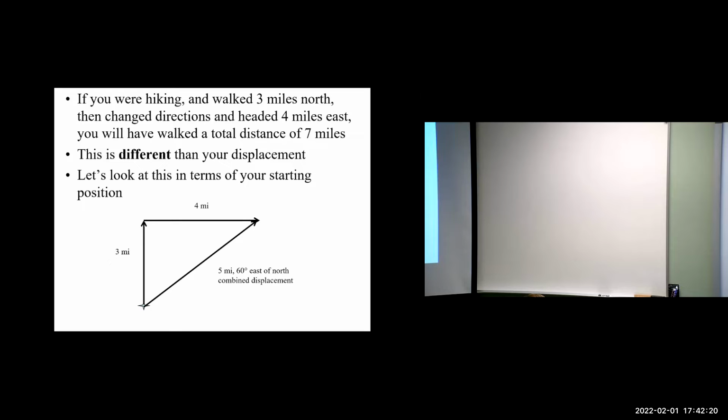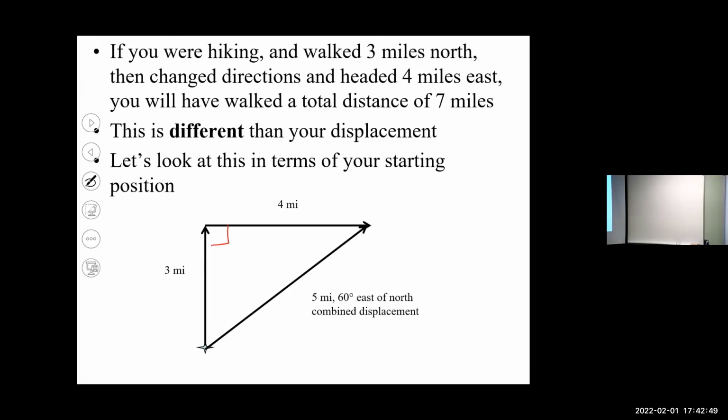Here's one of the really cool things that we're going to love about vectors. What kind of triangle do we have there? We have a nice 90-degree triangle, right? And still getting used to the tech myself. Which means all of our right angle trig comes into play. Pythagorean theorem, right? That 5 miles, I didn't make that up. The square root of 3 squared plus 4 squared is 5.